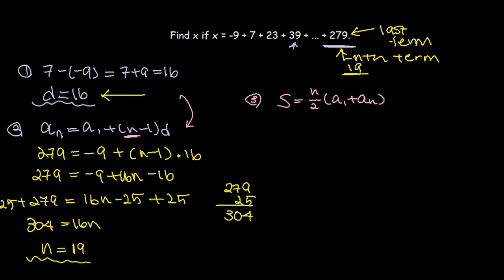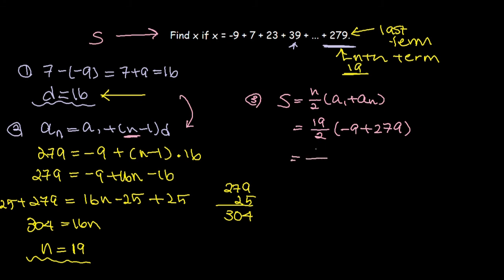So what is s equal to? What we're trying to figure out here is what s is equal to. So if we figure out the s, then we'll be done for this problem. So s, or the sum, is equal to, what is n? 19 over 2. First term, negative 9. Last term, 279. So if we solve this, then we literally have just found the sum. Let's go ahead and do that.